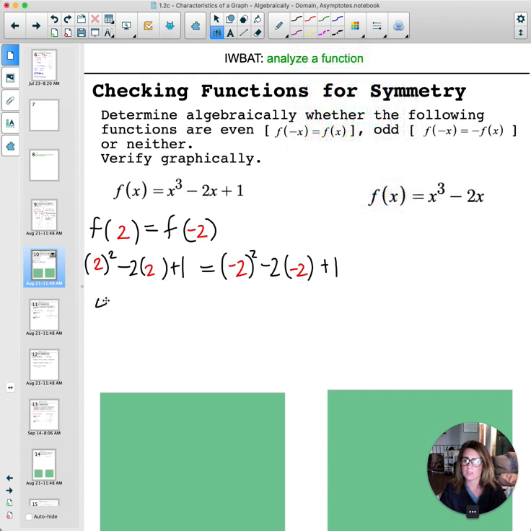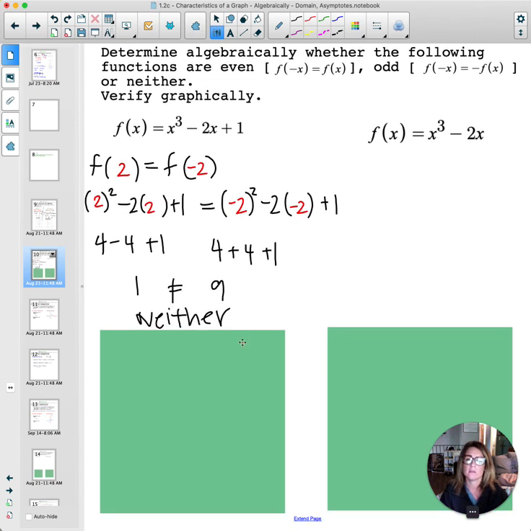So 2 squared is 4, -2 times 2 is -4 plus 1. So 4 minus 4 is 0, plus 1 is 1. Next one, -2 squared is 4, -2 times -2 is +4, plus 1. So 4 plus 4 is 8, plus 1 is 9. So these are not equal and they're not opposites. So this is neither even nor odd.